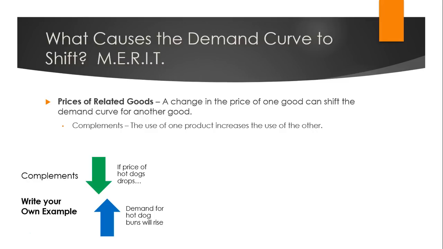You can think of another example on your own. It might be sandwich stuff, things that go together, whatever it is. Think of two complements, things where the price of one will increase or decrease the demand of the other.